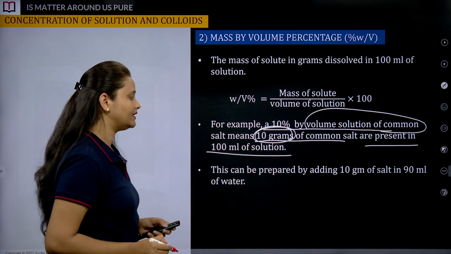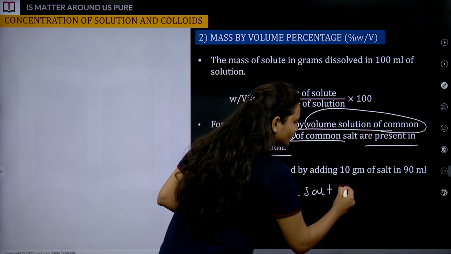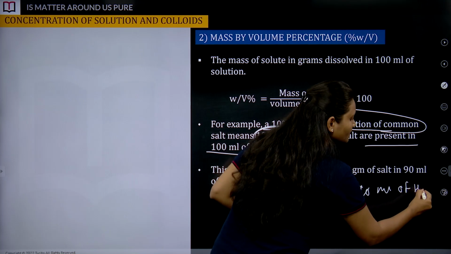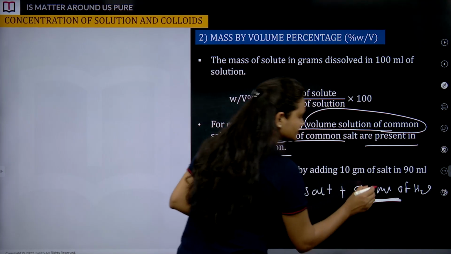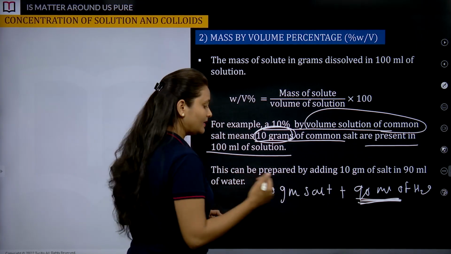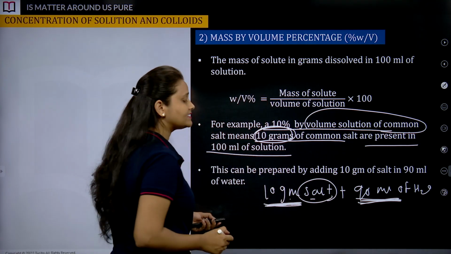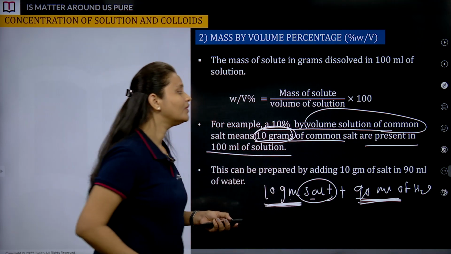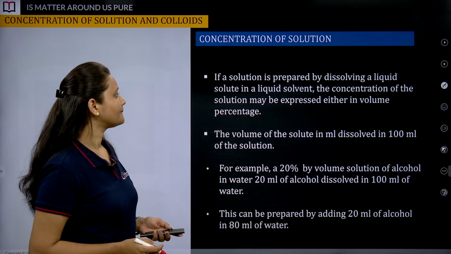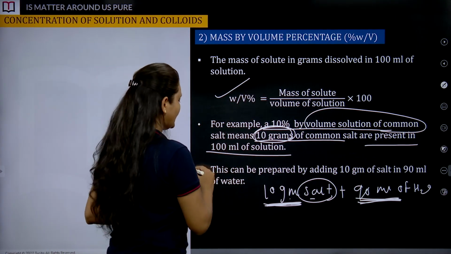And how are we going to prepare that? Suppose I am going to take 10 gram of salt and I am going to dissolve it in 90 ml of water. Focus on the units, ml, it's liquid, we are going to measure it in volume, so the unit has to be milliliters, and 10 gram of solid, which is salt, right? And that's how it is going to give you 10% by volume solution of salt. Correct? Is it clear, students? Yes or no? Quickly you can make a note of this formula and this example too.